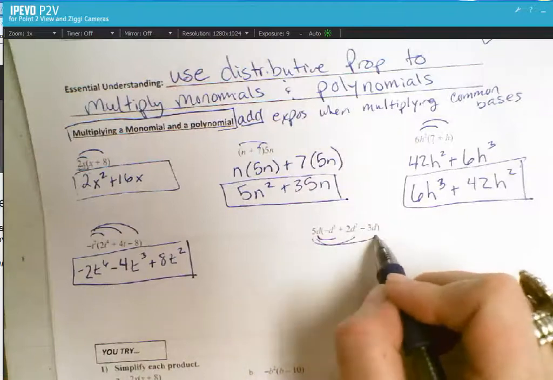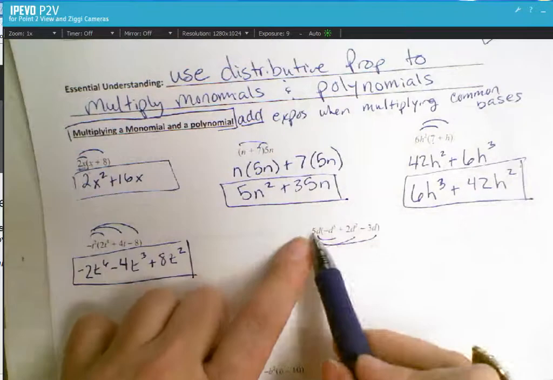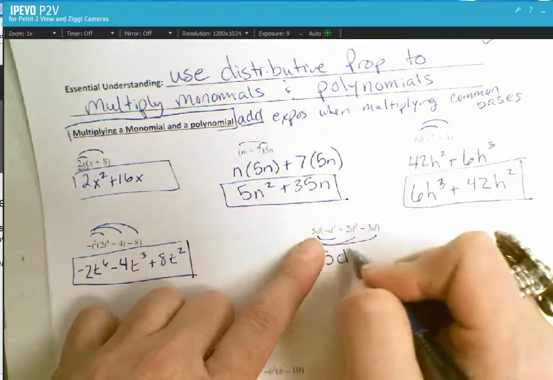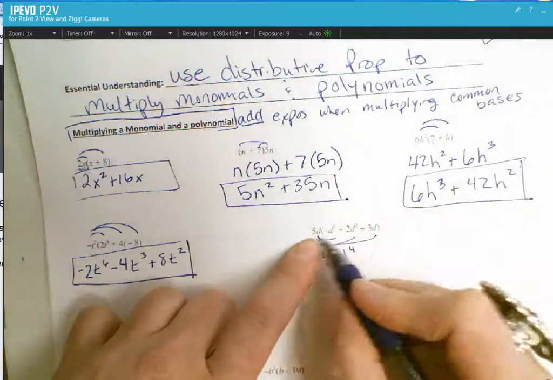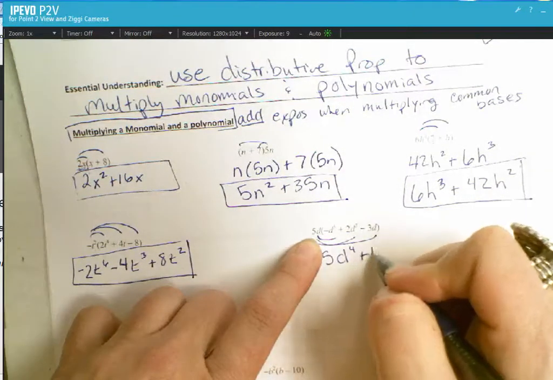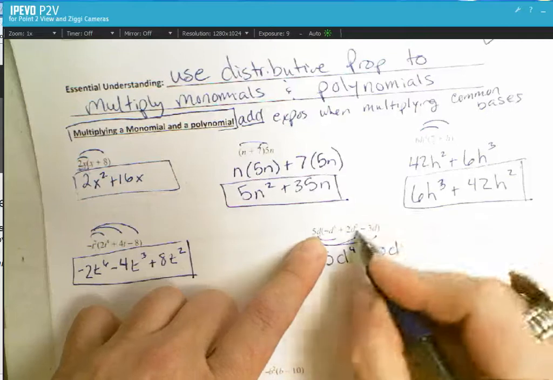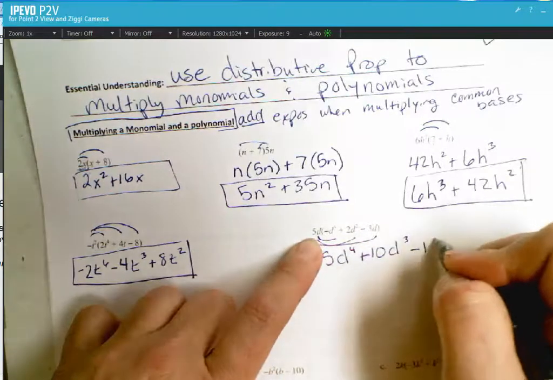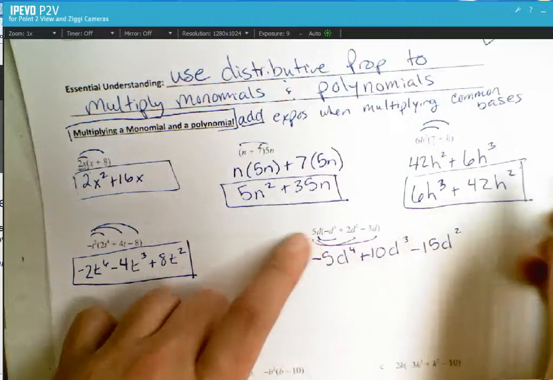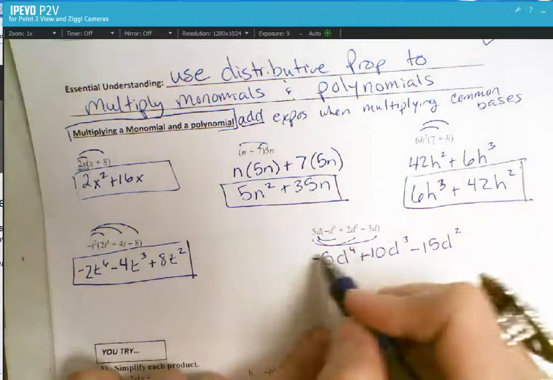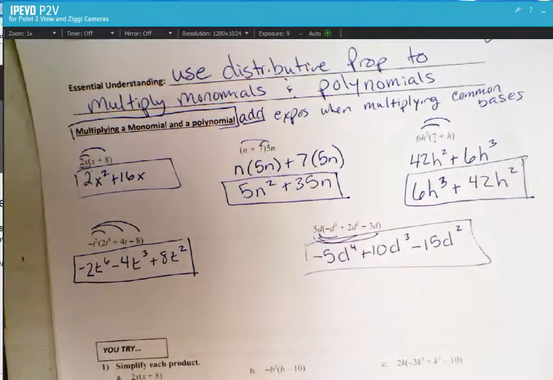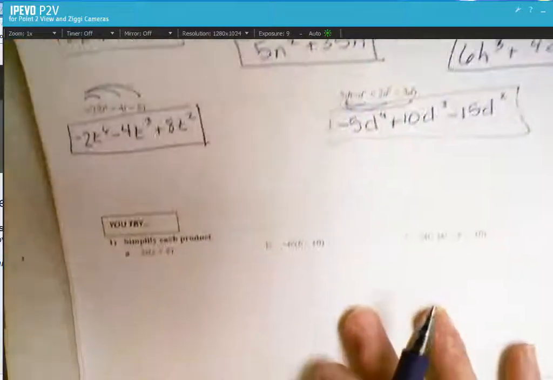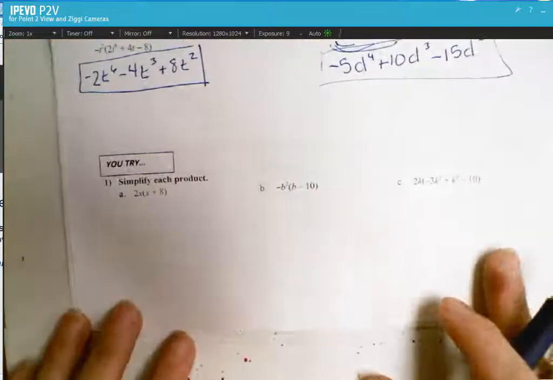Let's try another one. We're going to distribute that across. 5 times a negative 1 is a negative 5 d to the fourth. 5 times a positive 2 is a positive 10 d to the third. And 5 times a negative 3 is negative 15 d squared when I add my exponents because I'm multiplying common bases. All right, you should pause the video, try the next 3, then come back and check your work.